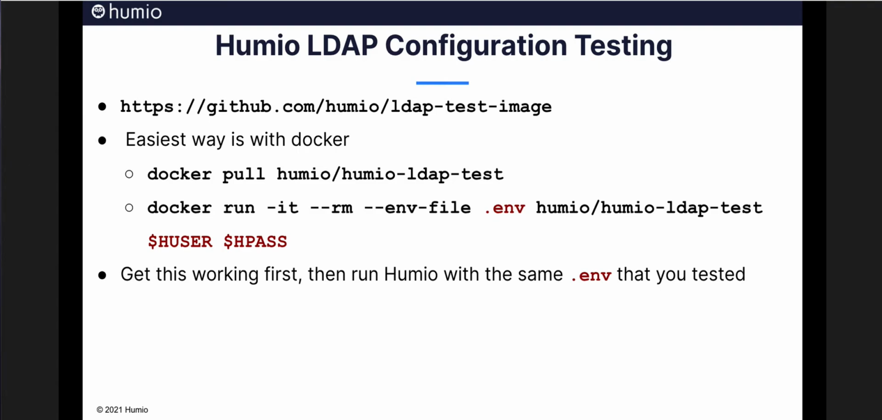Humio offers a convenient, easy-to-use LDAP test setup via a free GitHub repository. You can find the repository here. Simply pull down the Docker file and run it with your Humio configuration. We highly recommend this method first before integrating with Humio. When the test passes, then try your configuration with the Humio instance. Let's try it out.